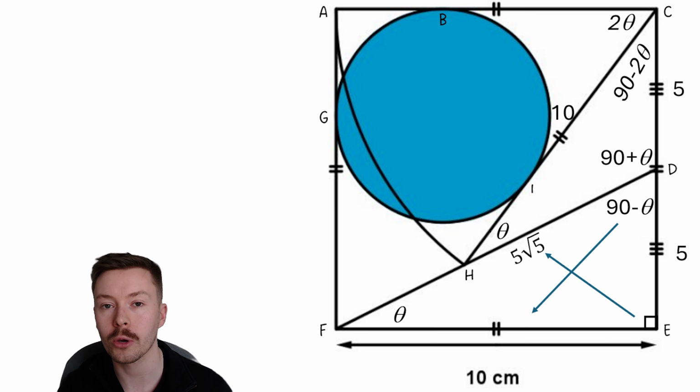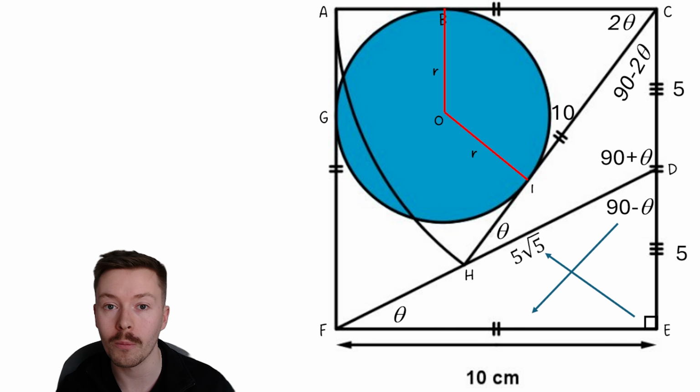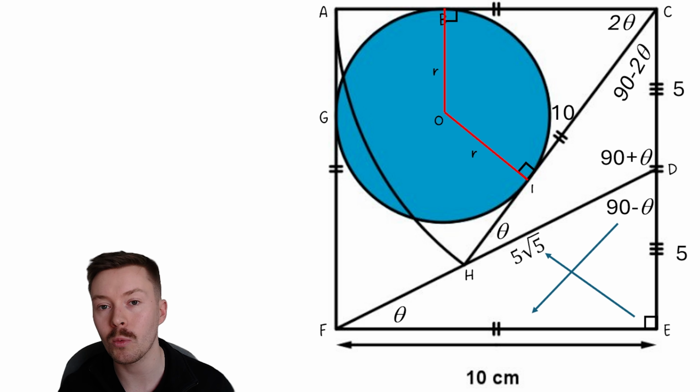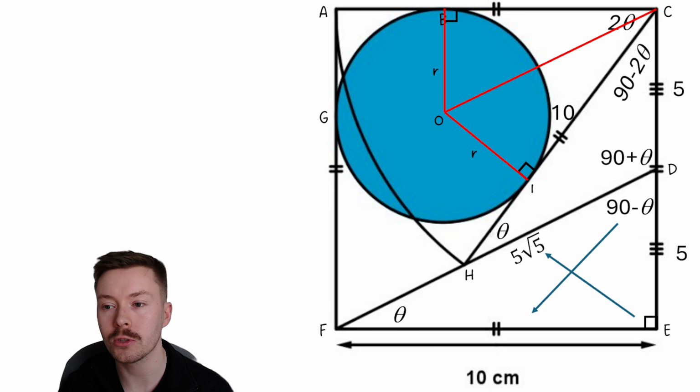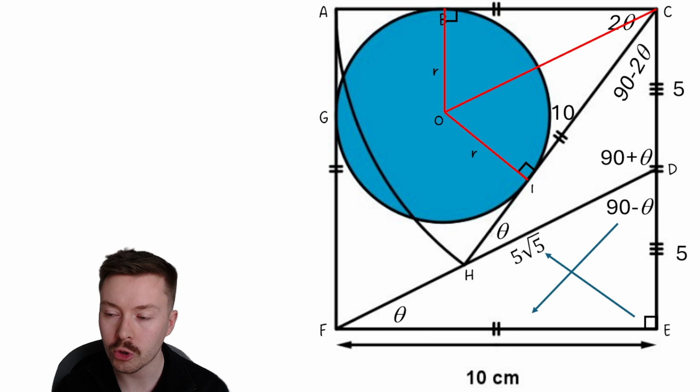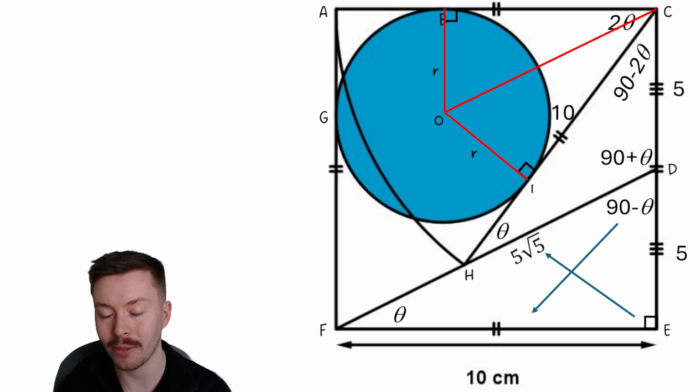From there, what I'm going to do is start considering the radii of the circle. So O stands for the origin of the circle, or the center of the circle. I'm going to draw on my two radii. I'm going to introduce right angles there. We know that a radius meets a tangent at 90 degrees. And I'm also going to introduce this line from O to C. Now, because OBC and OIC are congruent triangles, they are going to split that angle 2 theta into theta and theta.